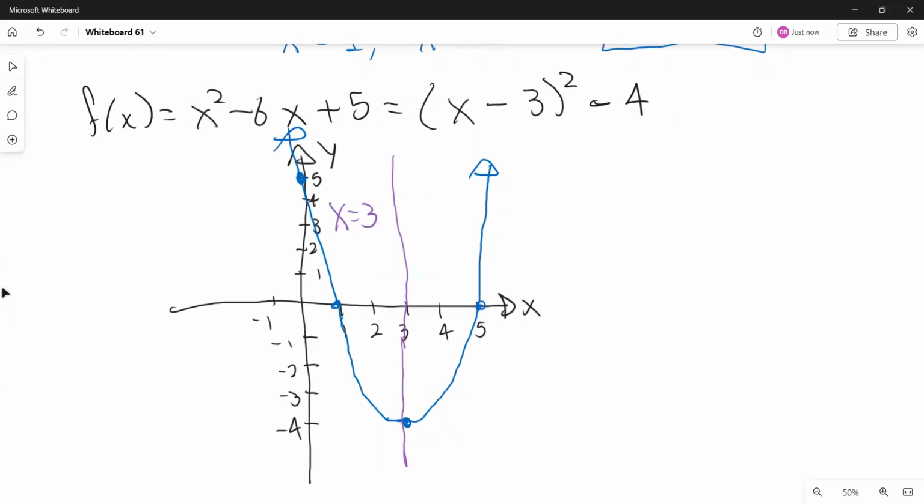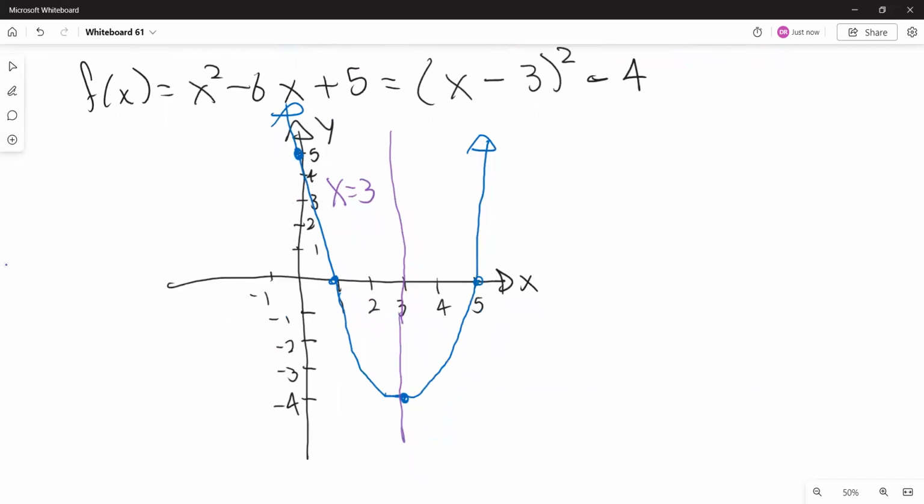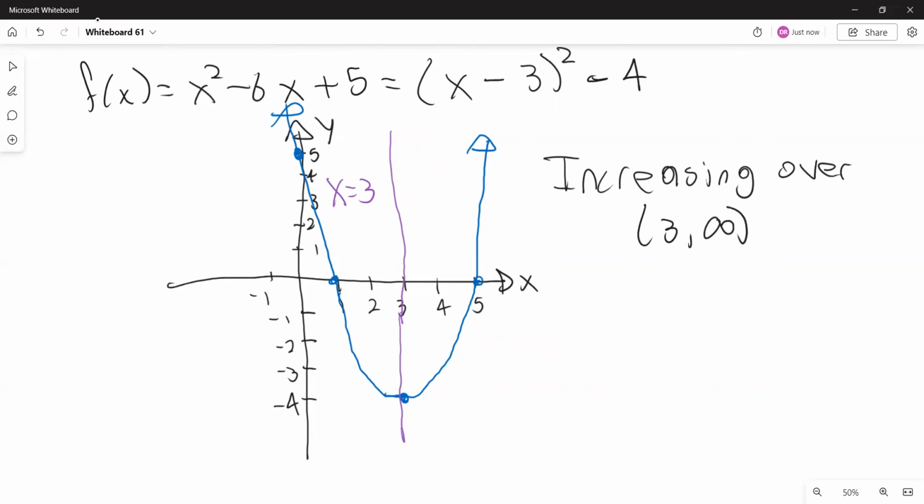Okay, so finally, this function is increasing. We're just going to write only the open intervals. This is increasing over 3 to infinity, and decreasing over negative infinity to 3.